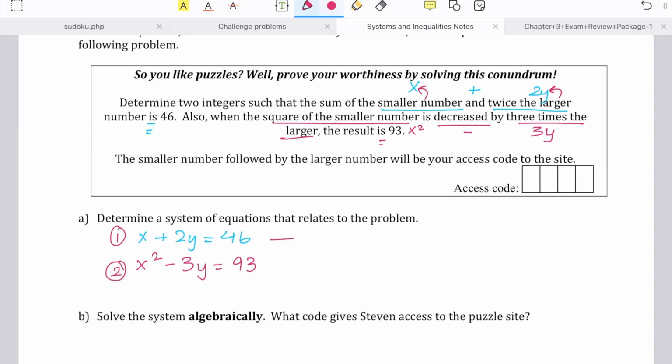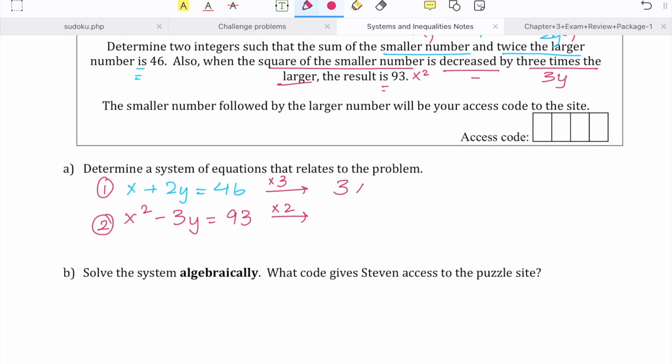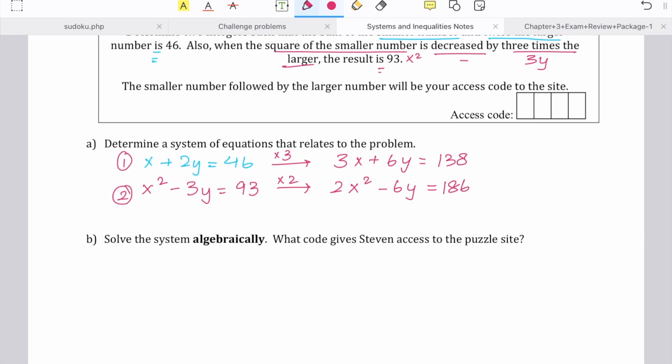If I want to solve using elimination, I can multiply the first by 3 and the second equation by 2, because remember, when we do elimination, we always want to eliminate the y value. So this would be 3x plus 6y. 46 times 3 is 138. And then 2x squared minus 6y is equal to 186. Because the signs are different, I just add these equations together. So 3x plus 6y is equal to 138, and 2x squared minus 6y is equal to 186.